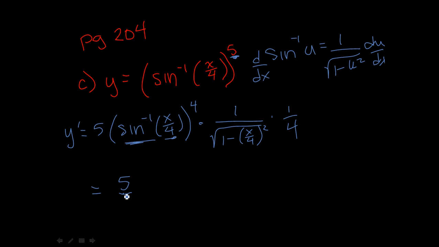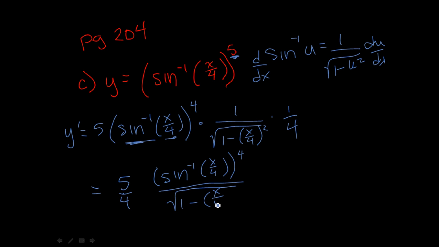So I'll do that. So we have sine -1 of (x over 4) to the 4th power over the square root of 1 minus (x over 4) squared. So that could be something that maybe could look a little bit nicer.